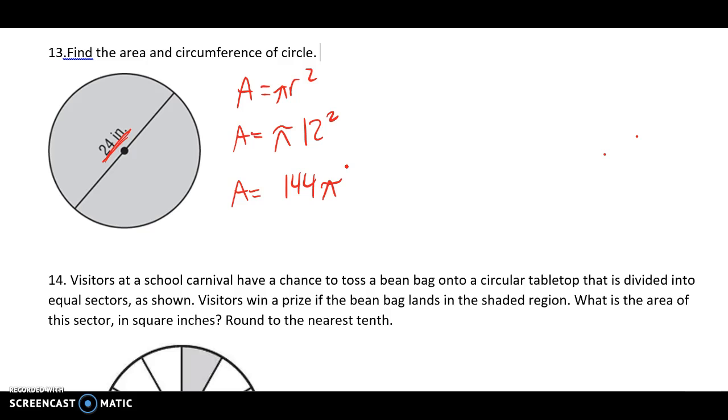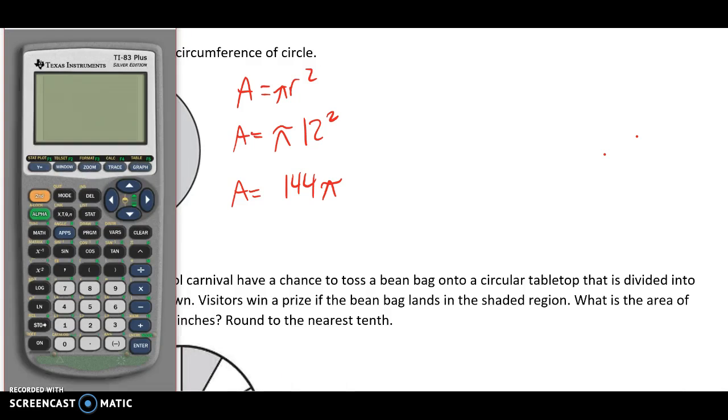If you got to the final answer on a multiple choice test and you didn't see 144 pi, remember you can probably try getting the approximation in your calculator. So 144 times pi, second caret is pi, and you'll get 452 as an approximation, so you can round that decimal. So that may be the answer choice. A lot of times we like to keep it in terms of pi, so just understand both.